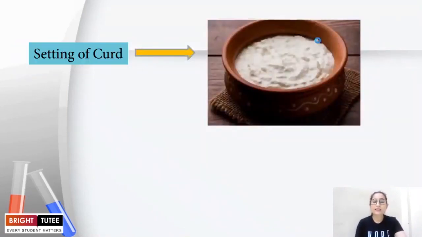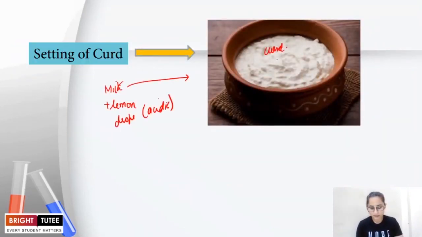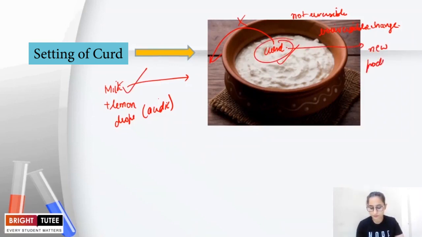The second is settling of curd. Now, can you obtain milk from curd? No, you cannot. This is not reversible, right? Or you can say irreversible change. It is an irreversible change. And you know that curd is different from milk. It is not the same. Something new has been formed. Now, curd is a new product formed, right? So this is not a physical change.